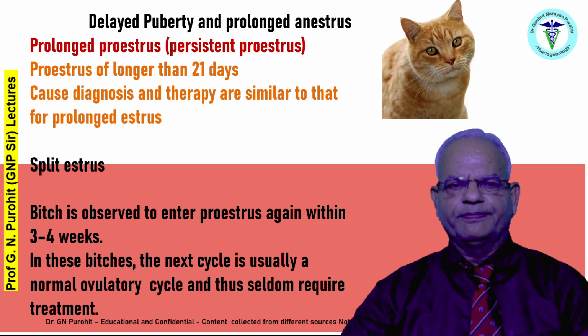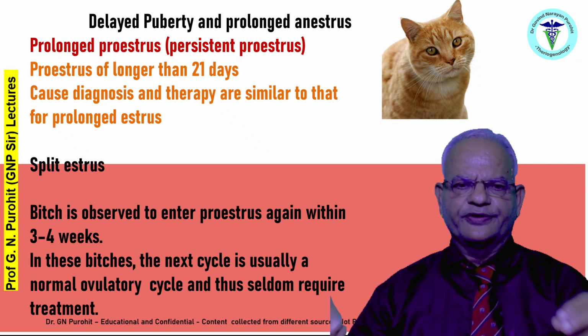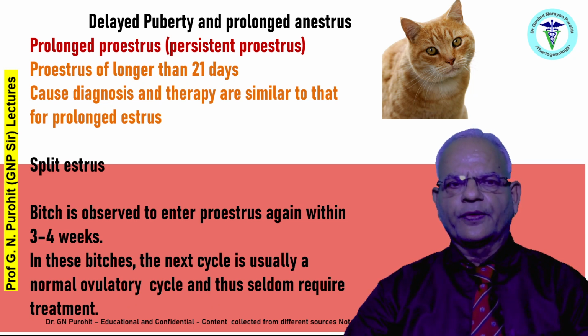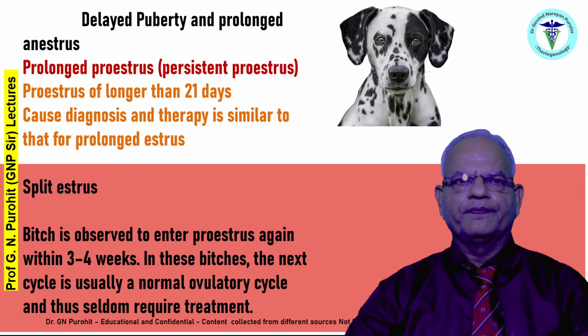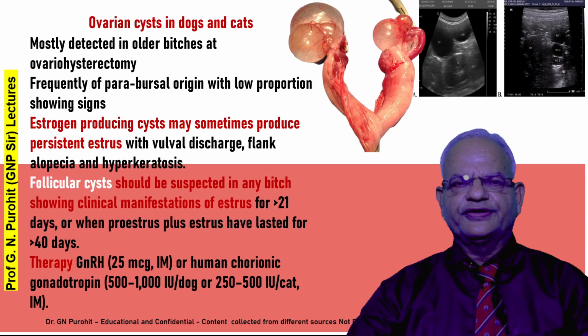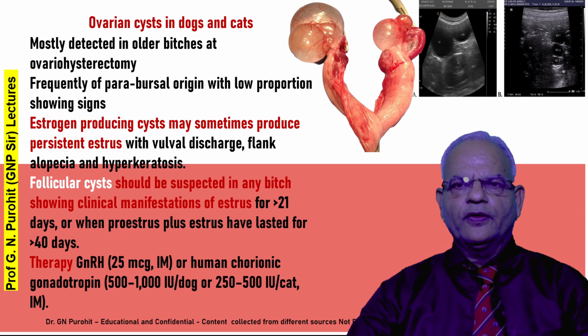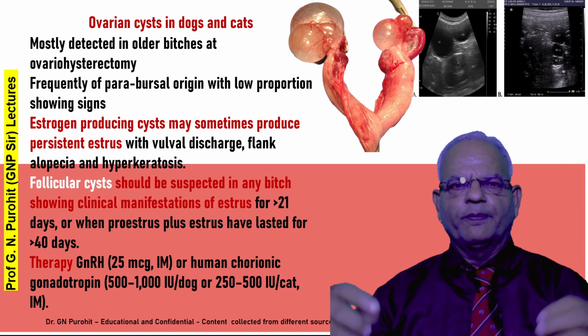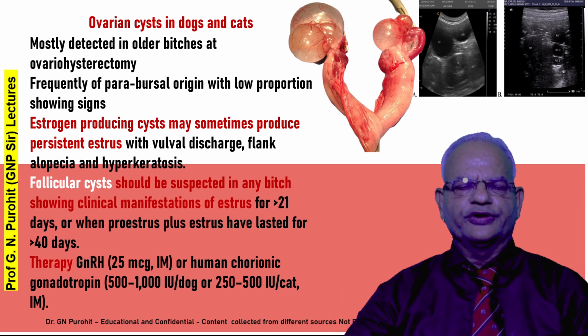Then split estrus, in which the dog is observed to enter proestrus again within 3 to 4 weeks. And in these dogs, the next cycle is usually a normal ovulatory cycle and thus seldom requires any therapy. Then ovarian cysts in dogs are mostly detected at the time of ovariohysterectomy and are frequently of parabursal origin, with a low proportion showing clinical signs.